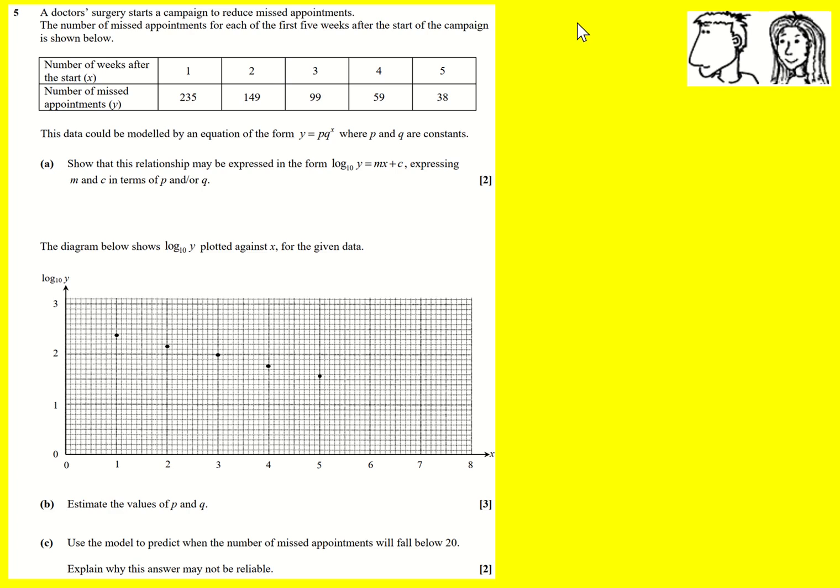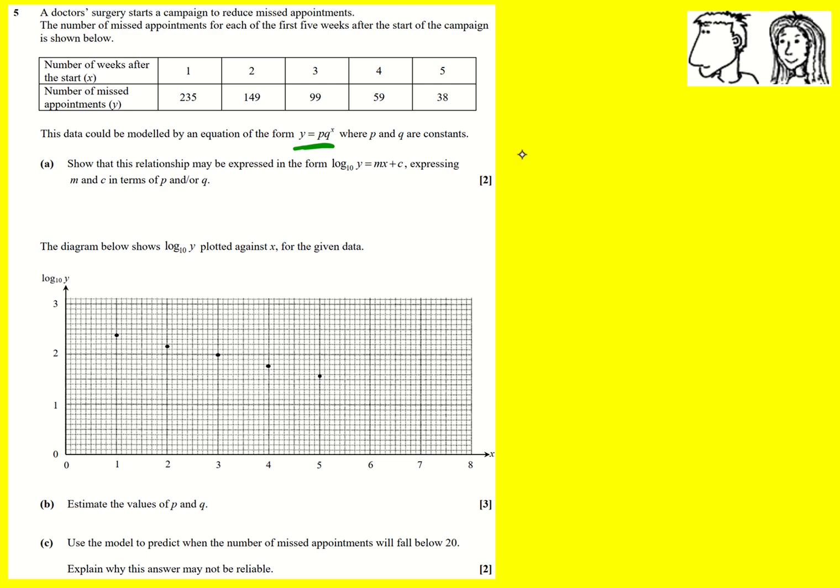This question starts off quite wordy, but it's basically giving you a hint at the start. It's saying this will follow an exponential model. Then it wants you to take logs to try and create a straight line equation that you could then plot, and you can then make predictions about what P and Q are.